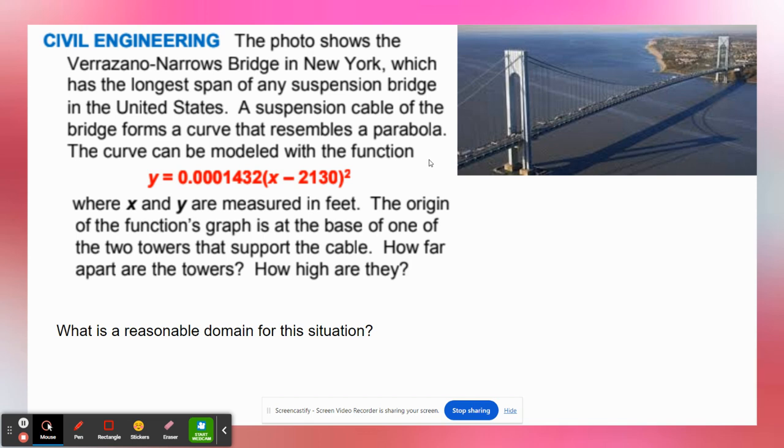The origin of the function's graph is at the base of one of the two towers that supports the cable. How far apart are the towers and how high are they? And what's a reasonable domain for this situation? So this one's a little hard also to understand graphically. So we're going to make sure we represent our x's and y, which it has. Now I know this isn't in standard form, but for the purposes of what we're doing, we're going to leave it in this format, which would be considered our vertex form. So we'll leave it in that form.